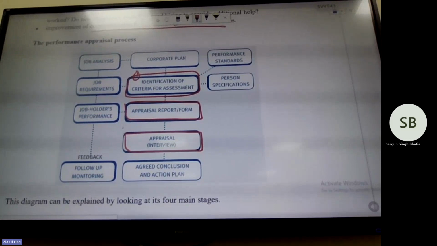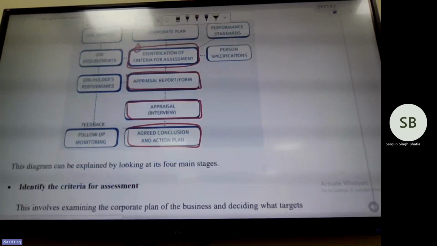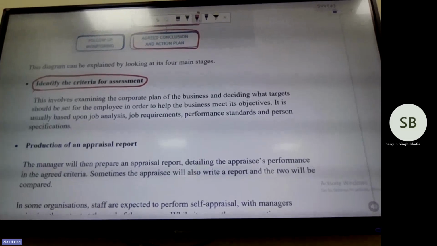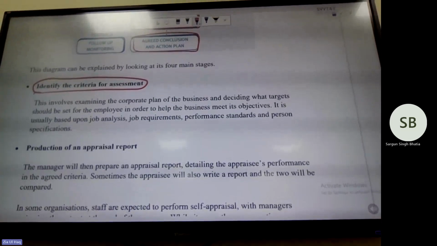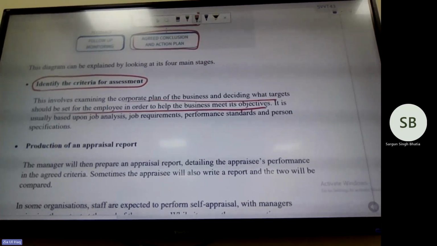If not met, the manager will explain to the employee where he is lacking. And then agreed conclusion and action plan. But first you need to identify criteria. So what's the process? Identify the criteria for assessment. What targets will be checked during performance appraisal. So this involves examining the corporate plan of the business and deciding what targets should be set for employees in order to help the business meet its objectives.